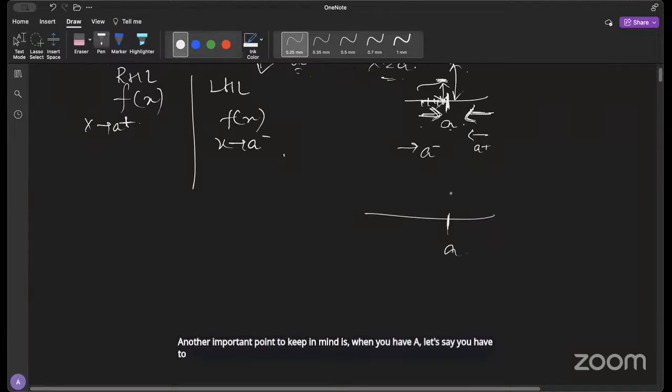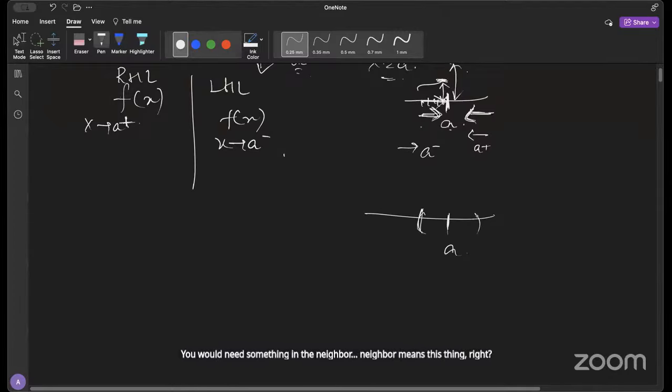Another important point to keep in mind is, let's say you have to find the limit of any function. We don't know what the function is yet. You would need something in the neighborhood. Neighbor means this thing, right? You would need this thing or something in the domain, right? Otherwise, if this is not in the domain, how would you approach a? Is this point clear? Yes, ma'am.